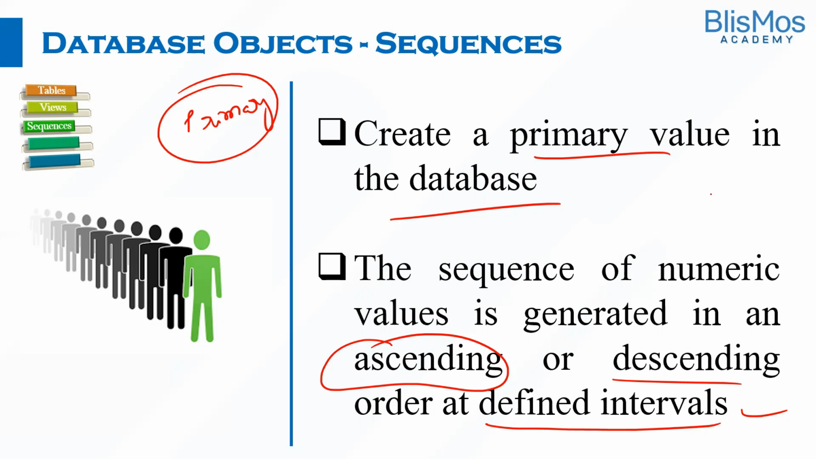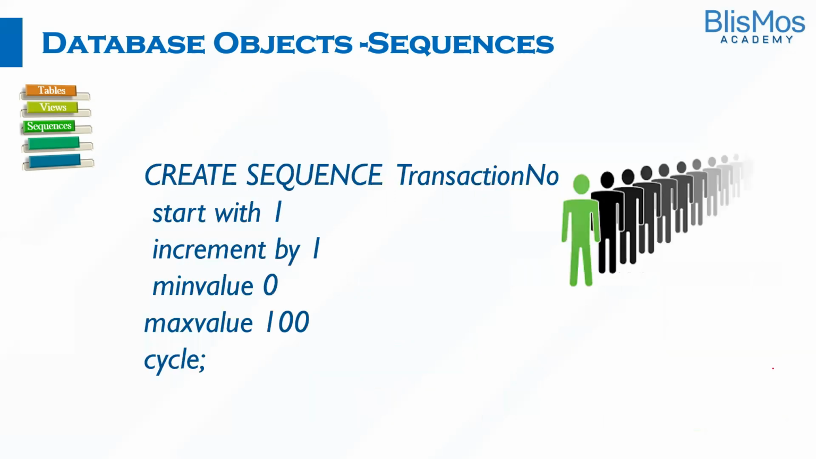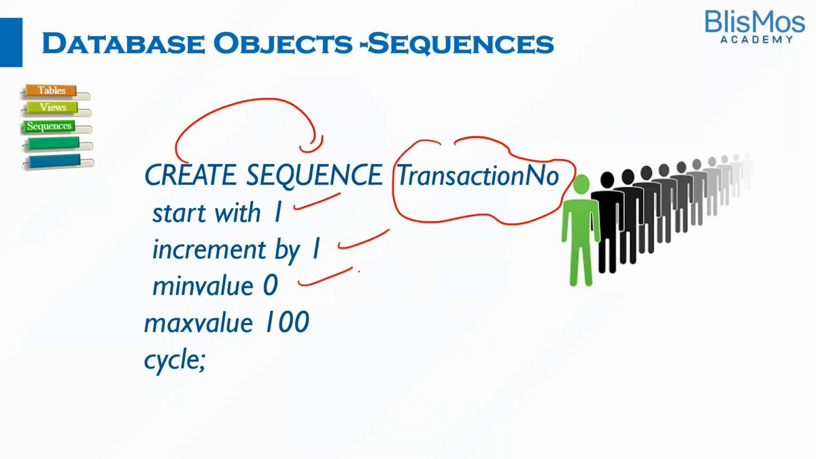The sequence of numeric values can be generated in either ascending or descending order at defined intervals, which are defined by a user or a developer. Let us look at how we create a sequence. The syntax to create a sequence is very, very simple. Say CREATE SEQUENCE, provide the sequence name, and provide the other options. Like here in this case, you want to start with 1, increment by 1, minimum value is 0, maximum value is 100, and go on repeating this until you reach 100. That is how we create a sequence.